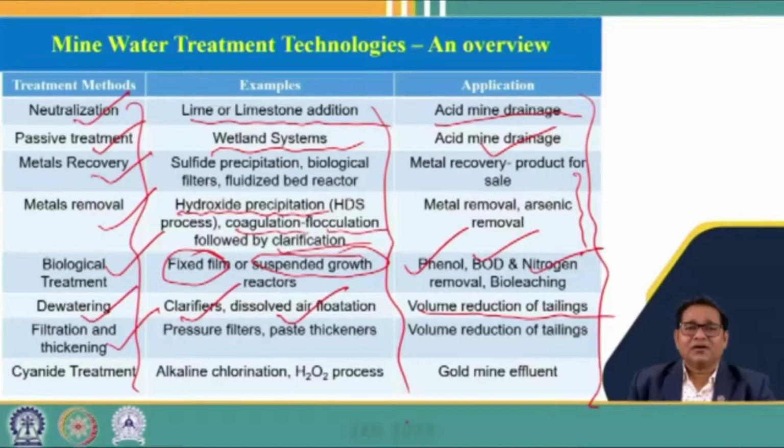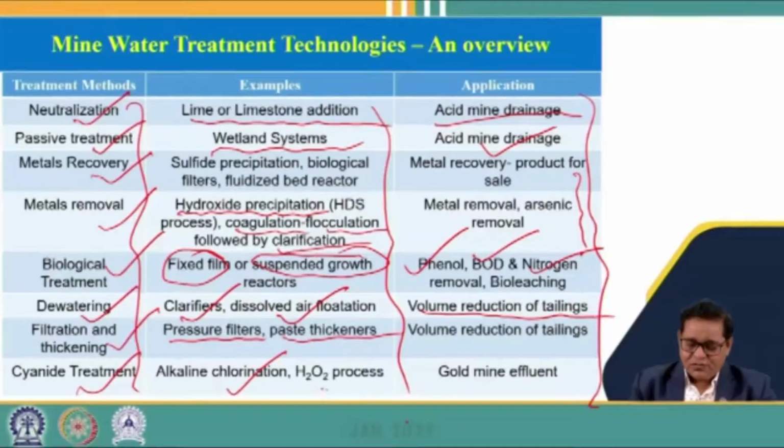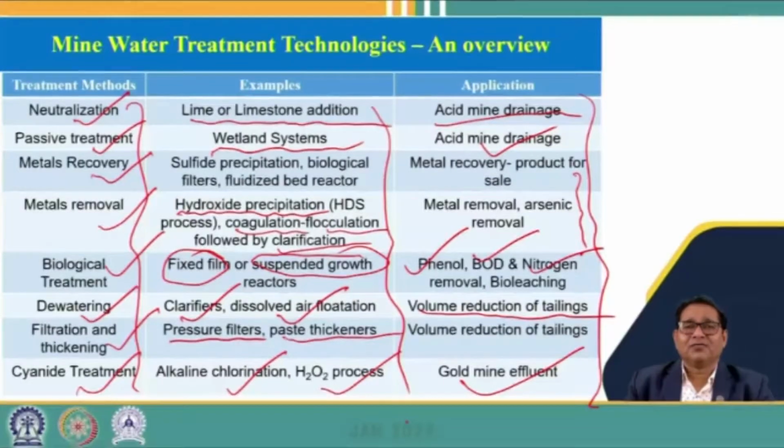Another treatment technology involves pressure filters and paste thickeners, which thicken the biosolids, and these solids are then separated from the tailings. Then there is cyanide treatment, as some mine water may contain a lot of cyanide. The alkaline chlorination technique, as we have discussed for coke oven effluent, carries out oxidation of cyanide, and the SO2 process also oxidizes the cyanide and converts it into carbon dioxide and nitrogen. These are mostly used for gold mine effluent generated from gold mines.